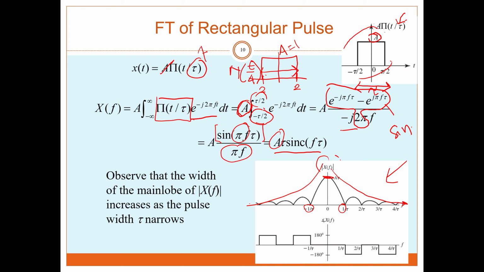Alright, so with this symbol, that means this is the magnitude or amplitude spectra, and this one is the phase spectra. Okay, so for the phase spectra, we will have to plot it for each of the tau. Okay, 1 over tau, 2 over tau, 3 over tau, and so on. Observe that the width of the main lobe of X increases as the pulse width tau becomes narrower.